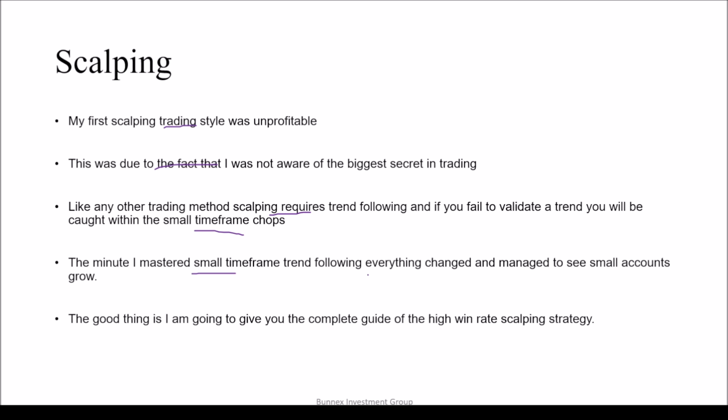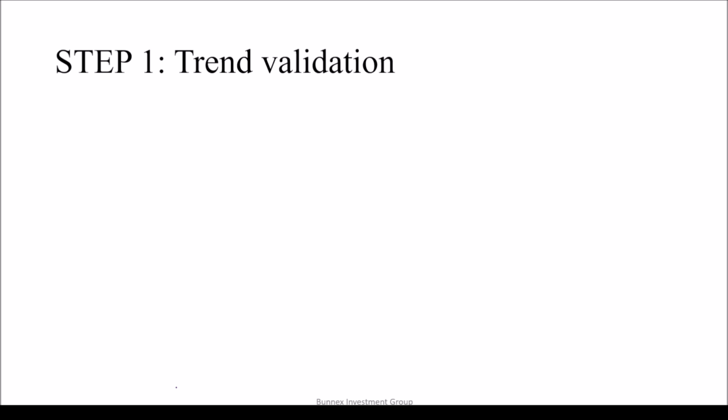The good thing is I am going to give you the complete guide of the high win rate scalping strategy. So here are the steps that you are going to follow, and these are for any type of trader, whether you are a beginner, novice, or an experienced trader. Step 1 is always trend validation. We need to know whether the market is going to the upside or to the downside. How do we do so?